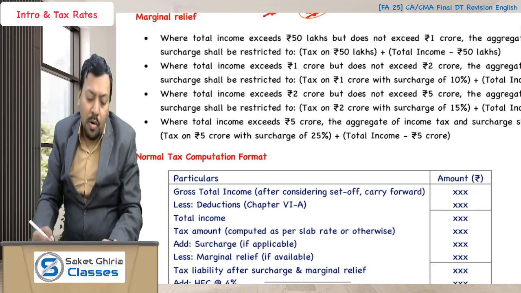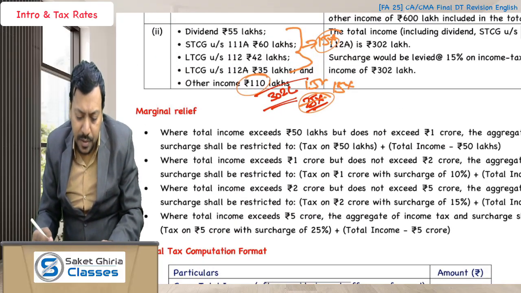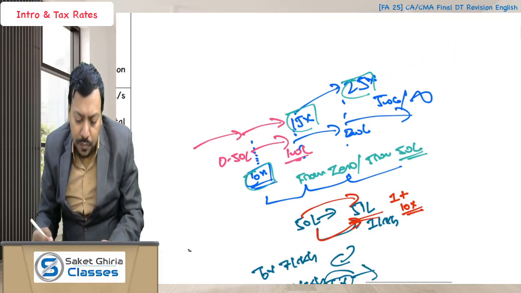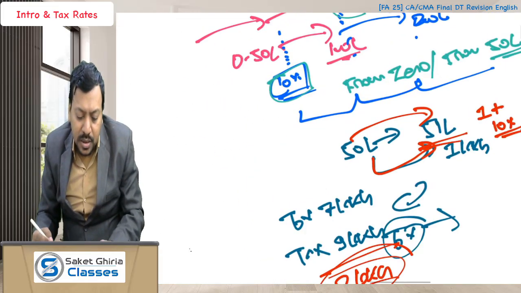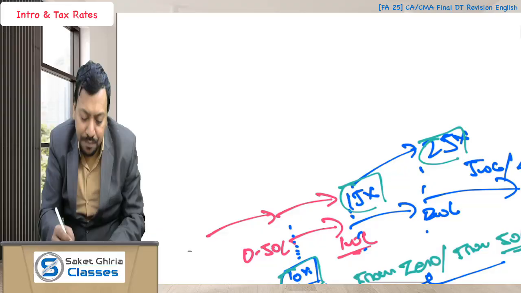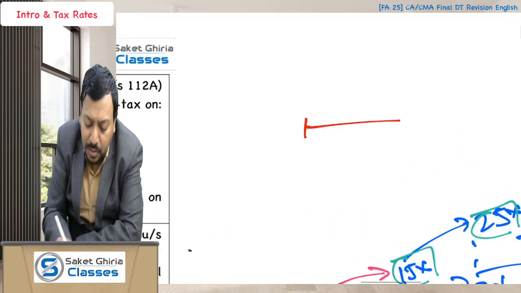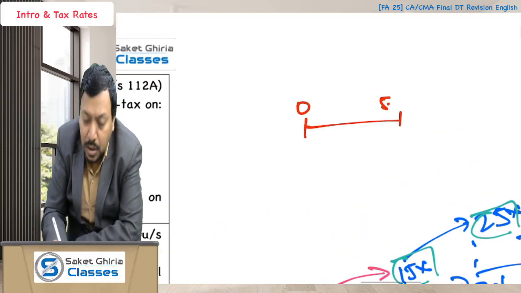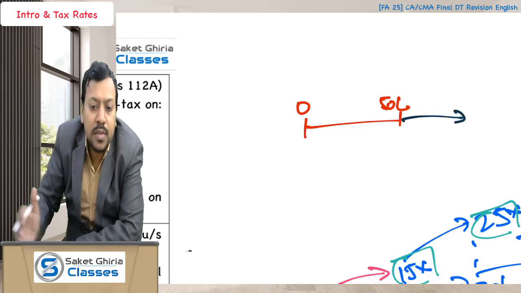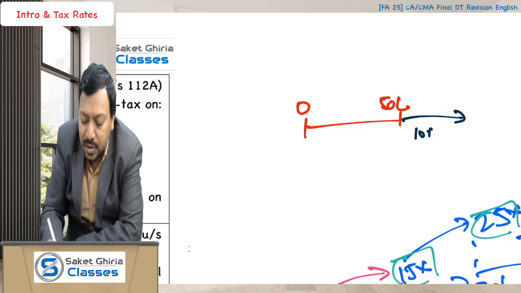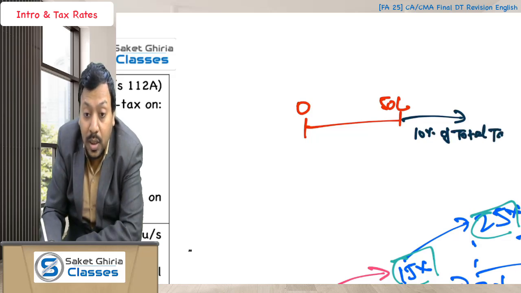Okay. Another important aspect is marginal relief. Dear friends, if you look closely, surcharge is applicable when? If my total income is from 0 to 50 lakh, no surcharge. Once my income crosses 50 lakh, I have to pay 10% of total tax as a surcharge.